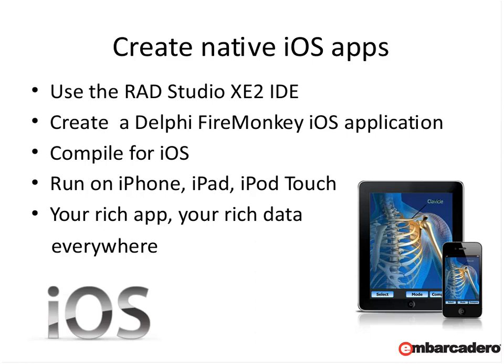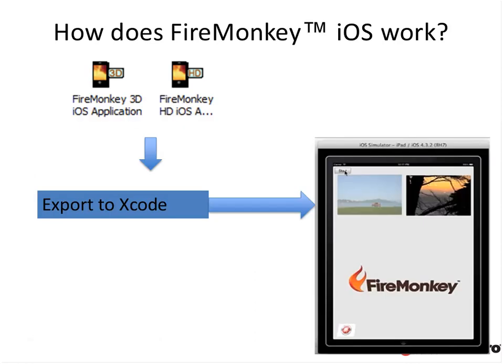So you're able to create really rich applications that are able to leverage database connectivity, access your data in iOS as well, and those are rich native iOS applications. Again, here's a basic graphic that shows you would either select 3D iOS or HD iOS applications when you create your original application. Then you would select export to Xcode out of the RAD Studio IDE, and then you're able to open up your Xcode project on your Mac in Xcode, and you can either run it in the simulator or deploy it to your phone.